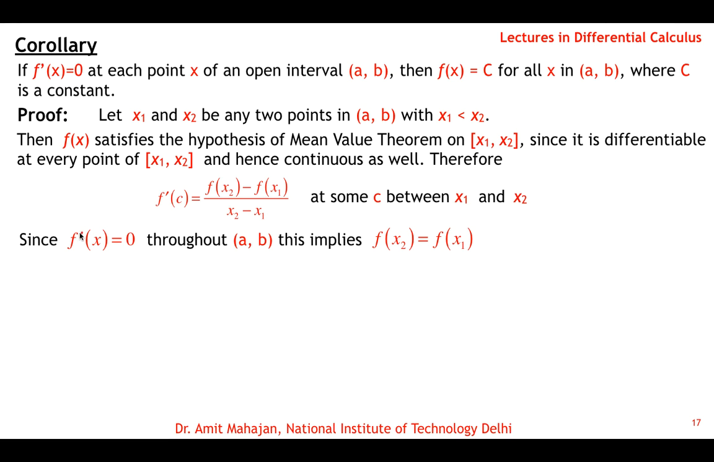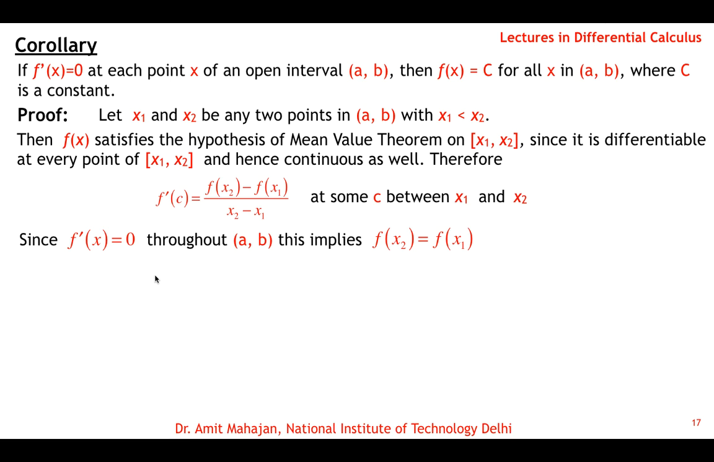Now since it is given that the derivative is 0 for all x, immediately the derivative must be 0 at the point C because C also lies in that interval. So f dash C must be 0, which immediately gives that fx2 must be equal to fx1. And because x1 and x2 are arbitrary points of this interval, the function values at all points of the domain must be the same. That means the function must be a constant function. So this is a proof of corollary 1.